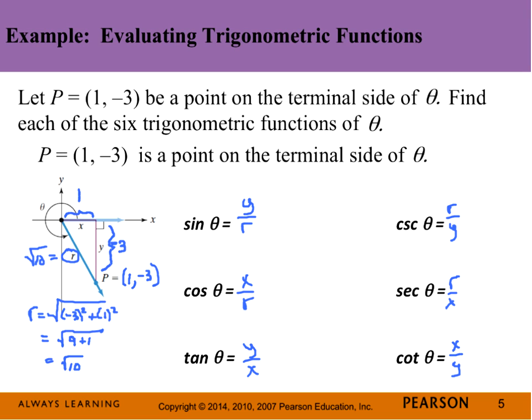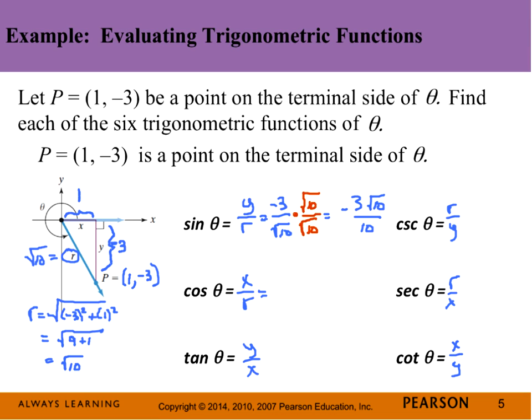Basically all we need to do is plug in, and if we end up with that square root of 10 in the denominator, we will need to rationalize the denominator, which we're going to with sine. So we have -3 over the square root of 10. We cannot leave the square root of 10 in the denominator, so I'm going to rationalize by multiplying by square root of 10 over square root of 10. And I end up here with -3 square root 10 over 10.